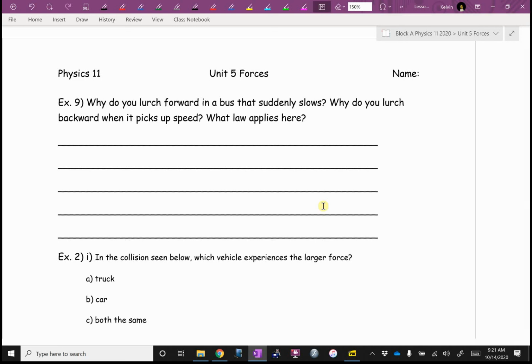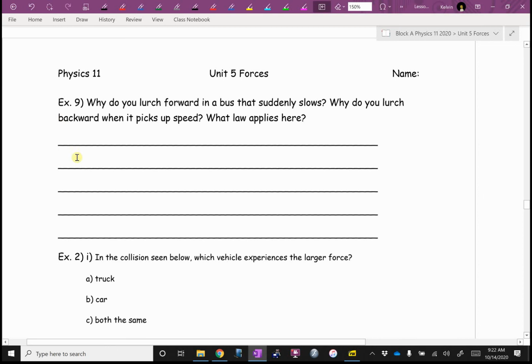Well, for the lurching forward, you sort of do. You keep going in a straight line at a steady speed. The lurching backward, actually, no, you're at rest, and when the bus accelerates, you just want to stay at rest. It's actually the bus going forward from underneath your feet. Technically, you're not lurching backward. You're not going anywhere. But okay, we'll say lurching backwards. So what law applies here?